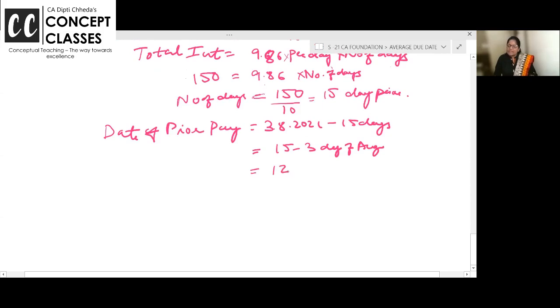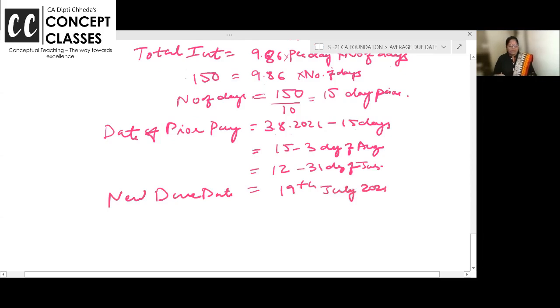Now 12 days. Where will you take the 12 days from? 3 days of August are gone, and now 12 days you have to take from the 31 days of July. So if you take from July's 31, then the new due date is equal to 19th of July 2021.